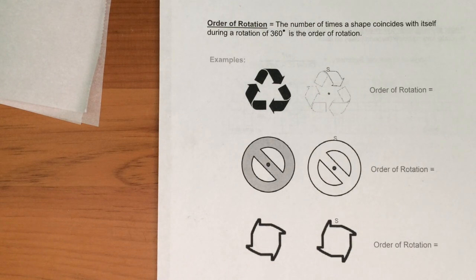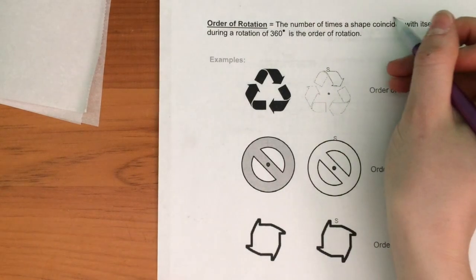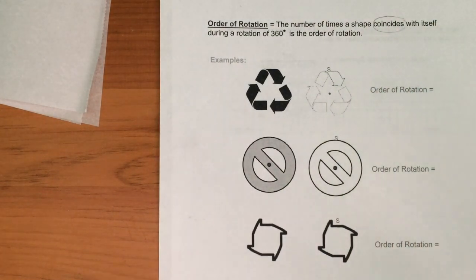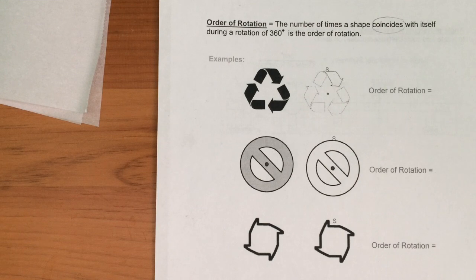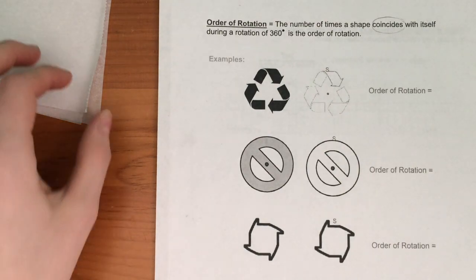You can see on my page I have the definition of an order of rotation. So it's just the number of times a shape overlaps itself perfectly. So that's what that coincides means, overlaps itself perfectly. Another way we can say it is that it superimposes with itself, and that's just in a 360-degree turn. So how many times does the shape overlap itself perfectly in one full turn, one turn of 360?